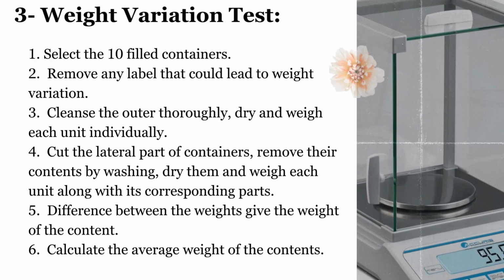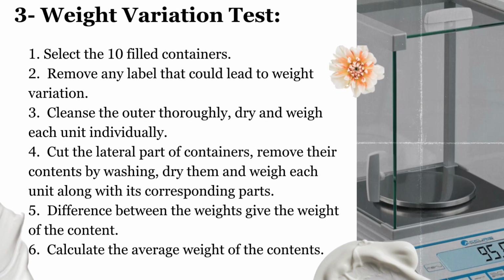3. Weight variation test. 1. Select 10 filled containers. 2. Remove any label that could lead to weight variation. 3. Cleanse the outside thoroughly, dry and weigh each unit individually. 4. Cut the lateral part of the containers, remove their contents by washing, dry them and weigh each unit along with its corresponding parts. 5. The difference between the weights gives the weight of the content. 6. Calculate the average weight of the content.